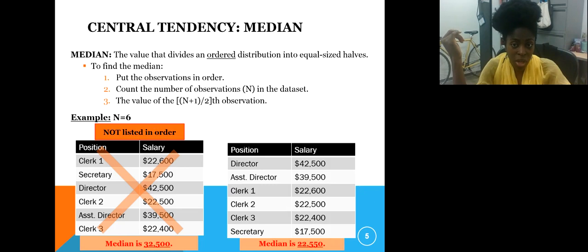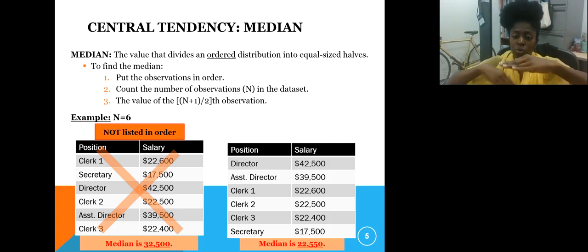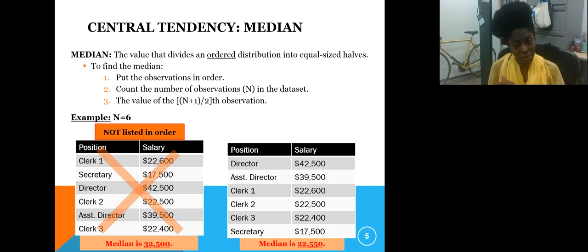That's 3.5. So whether you go 1, 2, 3 or 1, 2, 3, that halfway point is now at the 3.5 mark, right? And it's between 22,600 and 22,500. So our median is not 32,500. Our median, our middle point of salary, is 22,500. Okay?